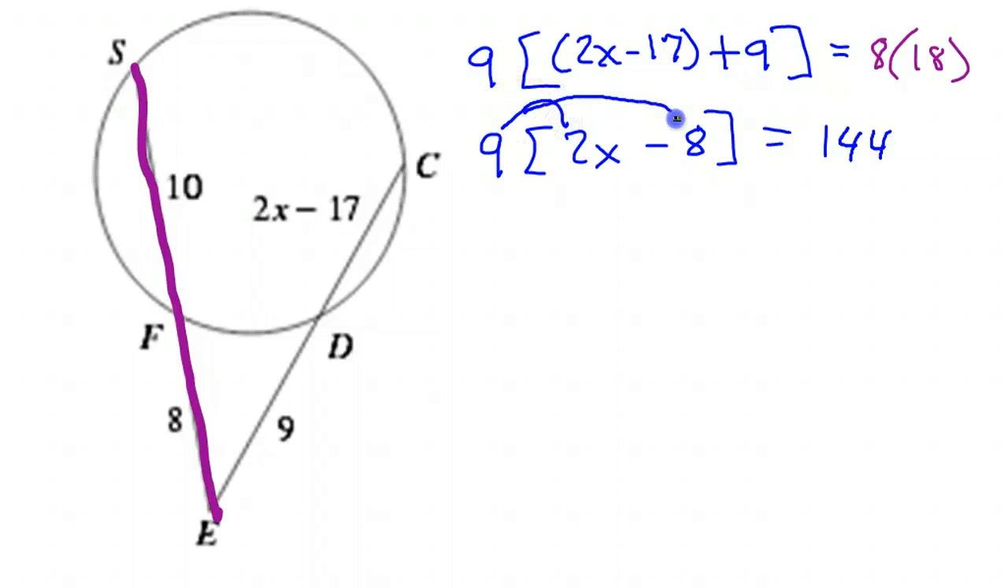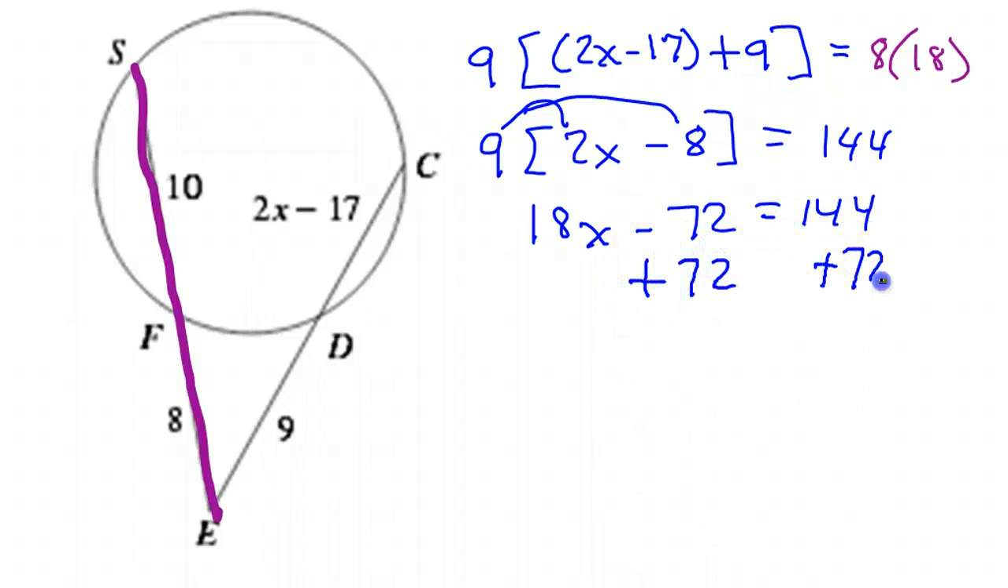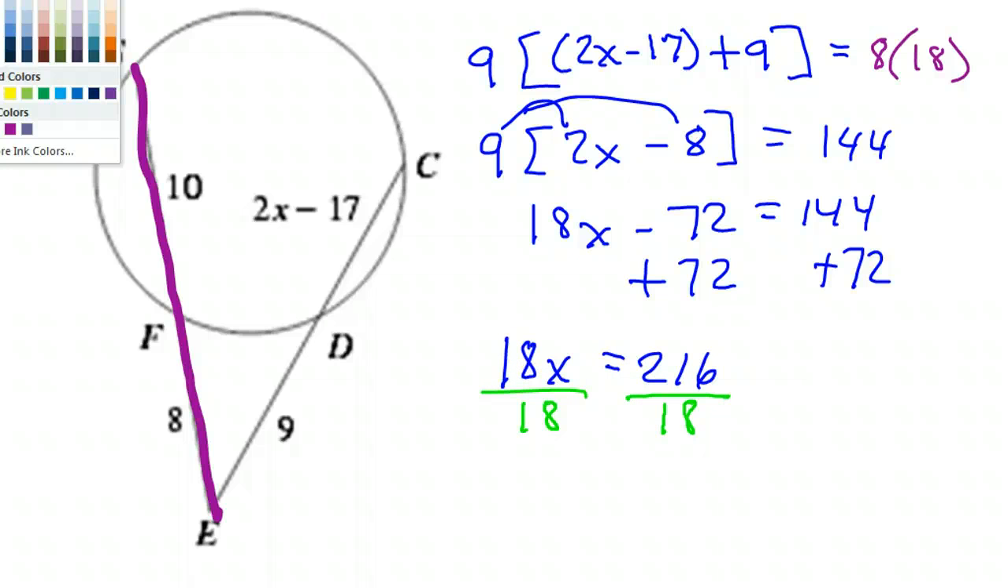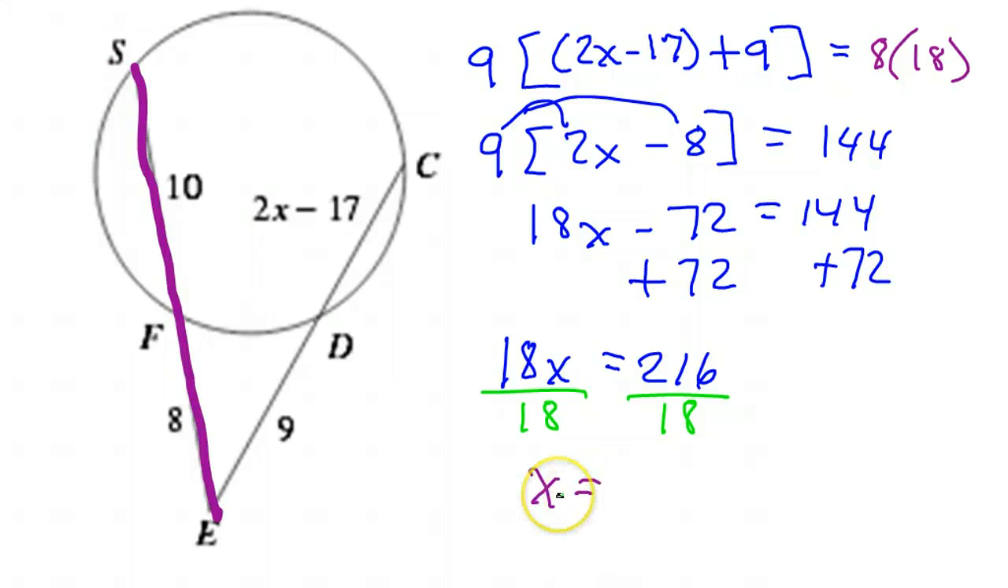So I'm going to go ahead and do a little distributive property here. So this will be 18x minus 72 is equal to 144. Then you want to add 72 to both sides. So that will give me 18x is equal to 216. And then it's time to divide both sides by 18. So that'll give me x is equal to, let's see, 12.